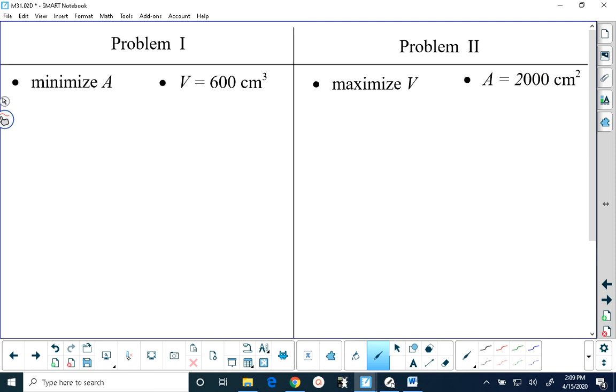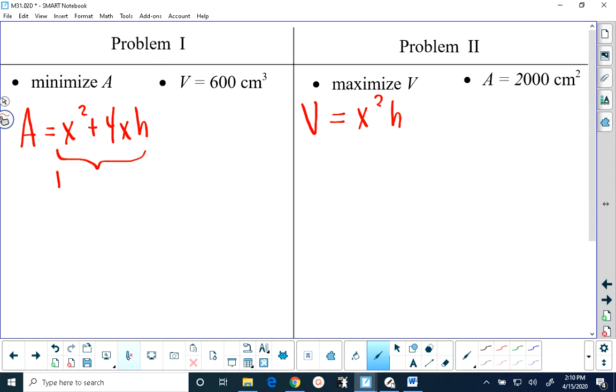So when we look at the problems, the thing we want to optimize in problem 1 is A, so we need a formula for A to differentiate. And the formula is the formula we've just developed, which is the surface area is x squared plus 4xh. When we look at problem 2, since you want to optimize, specifically maximize volume, you need a formula for volume to differentiate. And the formula for the volume is the one that we created, x squared h equals volume. The problem with both of these is we have too many variables in each of the equations.